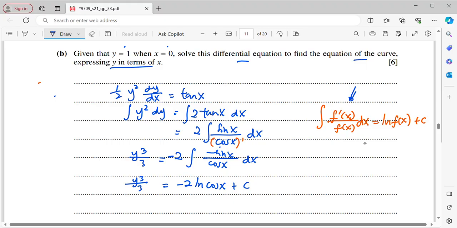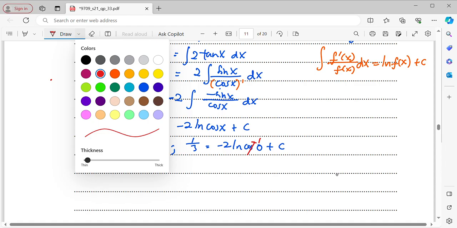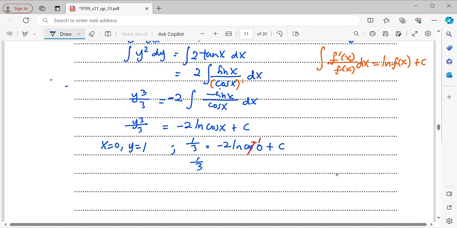Then now to solve for the c, replace the y by 1 and x by 0. Which means my left hand side is going to be 1 over 3. Then my right hand side is negative 2 ln cos 0 plus c. So cos 0 is 1. Then I will be getting 1 over 3 equals negative 2 ln 1 plus c. And again, ln 1 is 0. Therefore, my c obviously is 1 over 3.